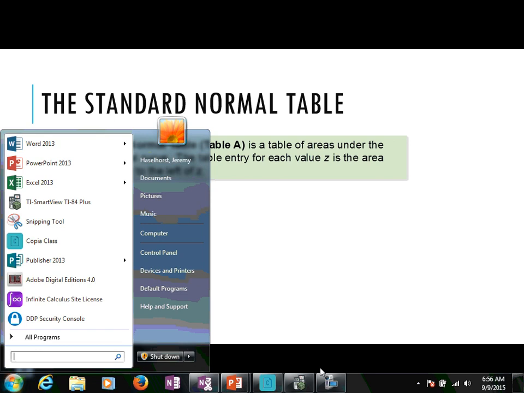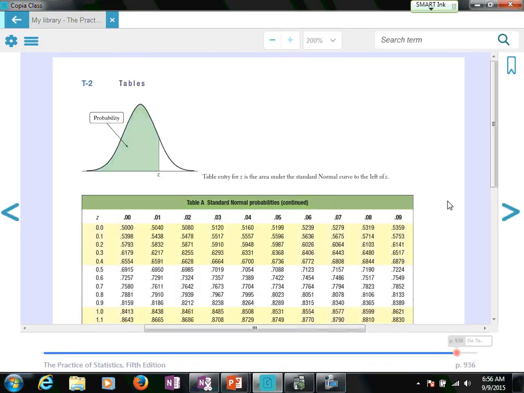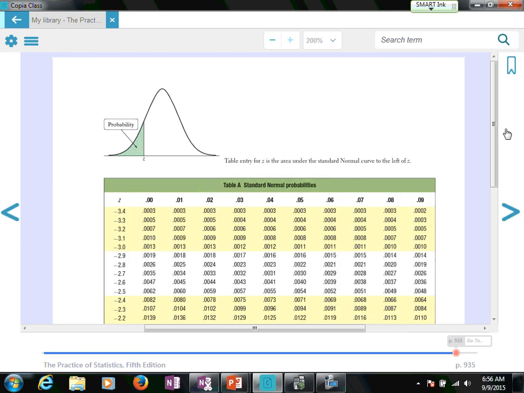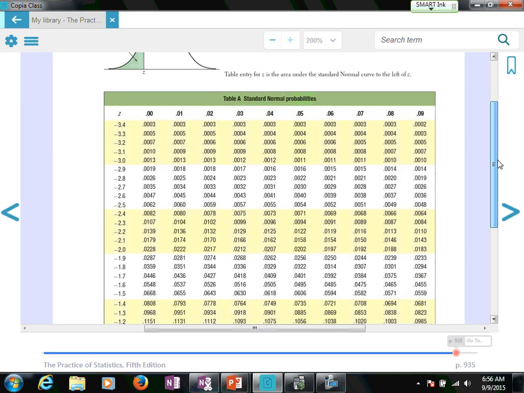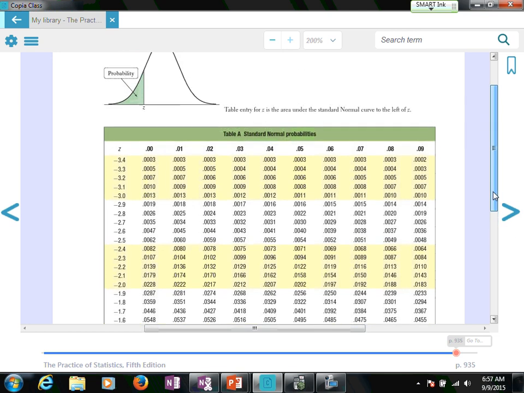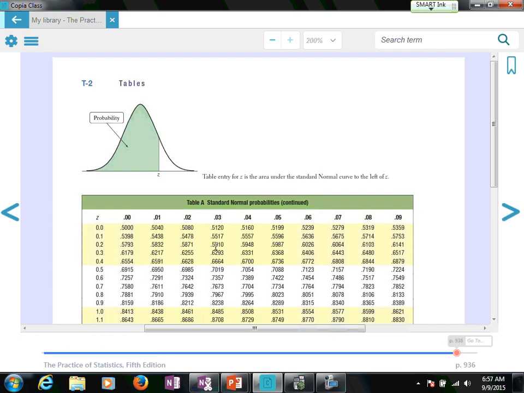So here's my ebook, and here is Table A. Let's go back a page here. So here's page 935 in your ebook. Notice all that has been done here is just a list of numbers. The key thing that we want to notice here, though, is that we're utilizing the z-score to determine what value we pull from that table. And we have one page of our chart to utilize with negative z-scores, and we have another page of our chart that works with positive z-scores.